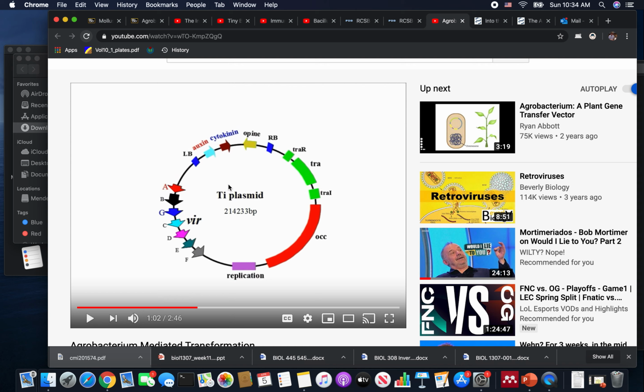All right, let's watch a little more. And these 3 genes, let's look at these 3 genes at the top. Auxin, cytokinin, and opine. These are all genes that are going to act as plant growth factors. So normally when a plant wants to grow, it turns on one of these genes for just a little while, and the gene does its actions.